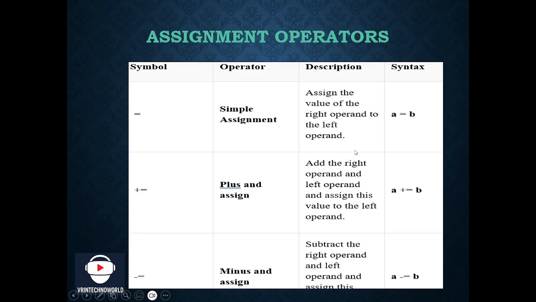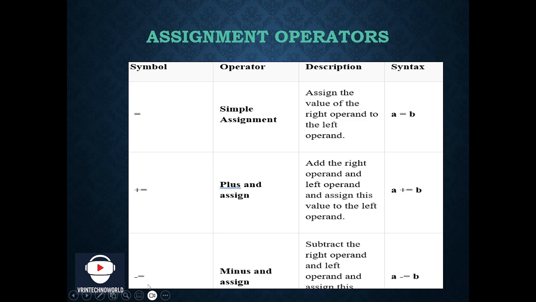Alright. Next is plus equals to. Now what is the meaning of it? Plus and assign. It adds the value of the right operand to the left operand and stores the result in the left operand, meaning in A. I think this is clear. Now you should try it with the help of a program as well. Only then will you get a clear visualization.